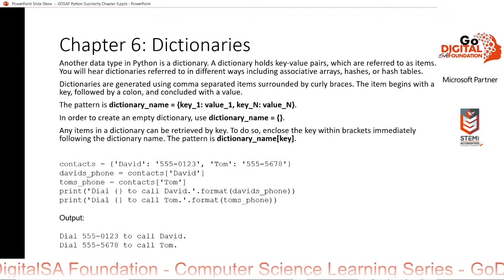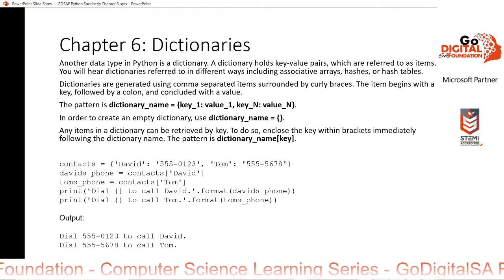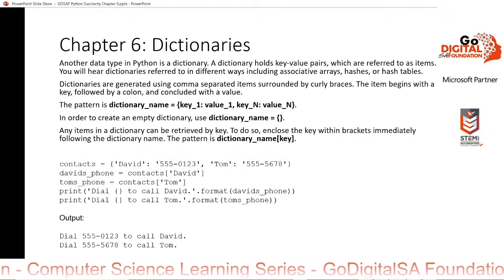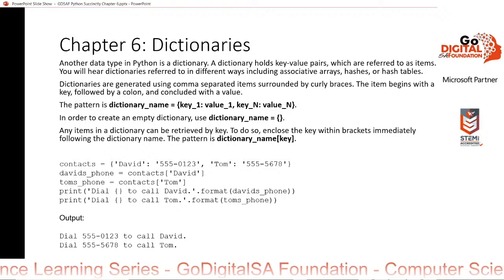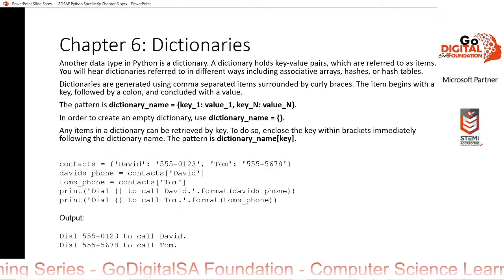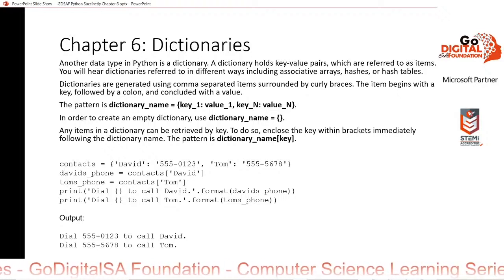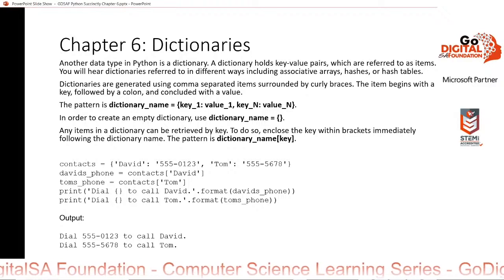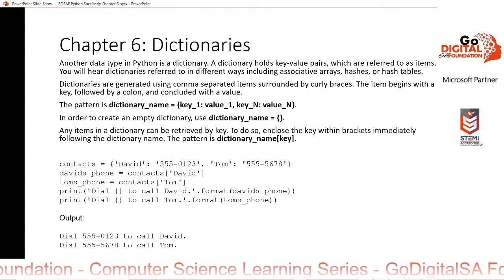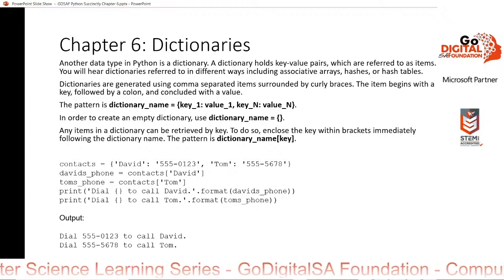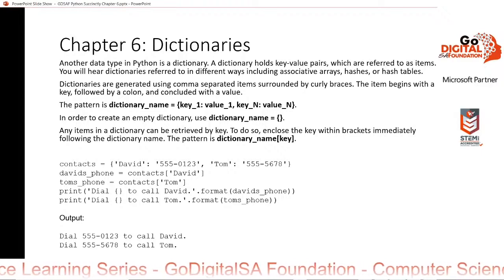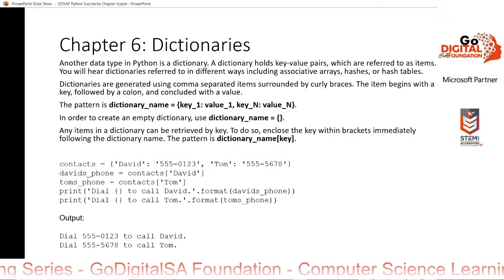So another data type in Python is a dictionary. A dictionary holds key value pairs, which are referred to as items. You will hear dictionaries referred to in different ways, including associative arrays, hashes, or hash tables. Dictionaries are generated using comma-separated items surrounded by curly braces. The item begins with a key, followed by a colon, and concluded with a value.